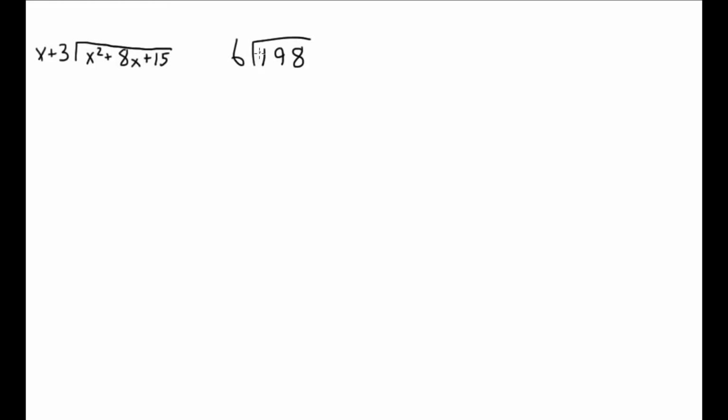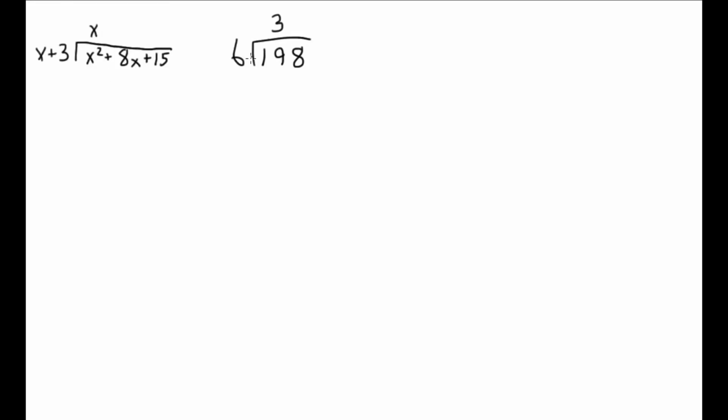So the first step here is we would say, can 6 divide into 1? And it cannot. So then we look at the two digits here. Can 6 divide into 19? Yes, it can. It can go into 19 3 times. So we put a 3 up there. So now we're going to do the same thing over here, except the only difference is with this x plus 3, we're only going to look at the first term here. We're just looking at the x. Ignore the plus 3. So can the x divide into x squared? Yes, it can. x times what equals x squared? x times x equals x squared. So we put an x up there.